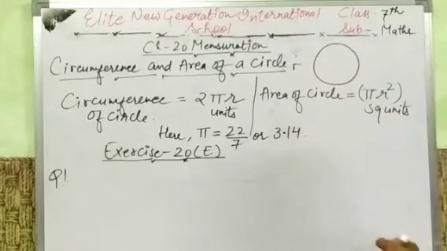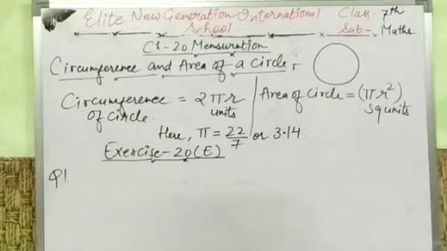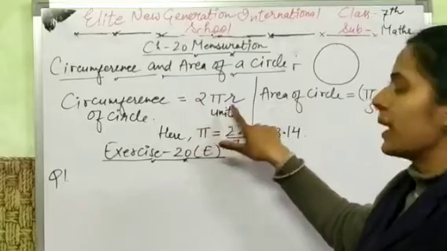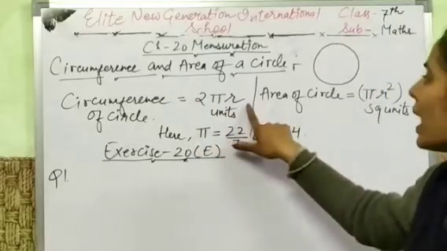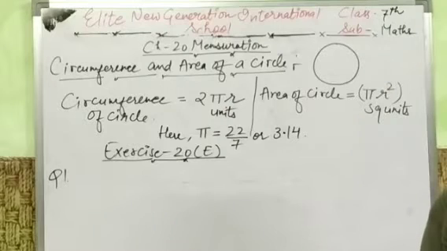So here the boundary of this circle is called the perimeter of the circle, or you can also say the circumference of a circle. Okay, and the circumference of a circle is equal to 2 pi r, right? And here r is the radius and pi is the value of a constant.